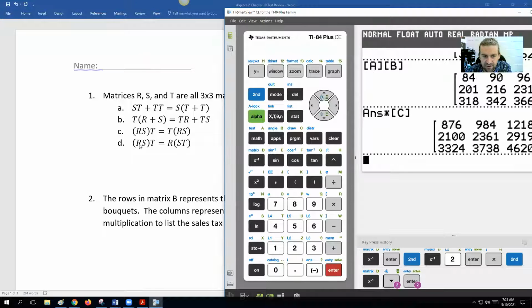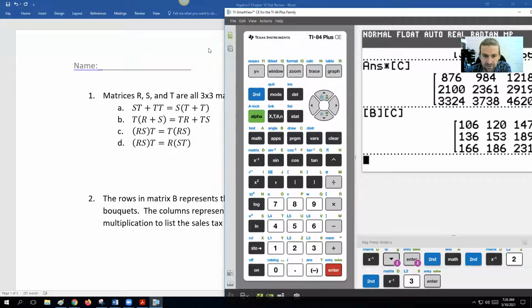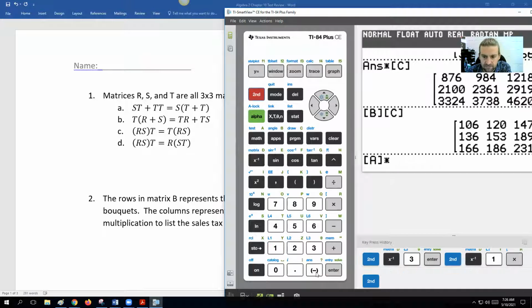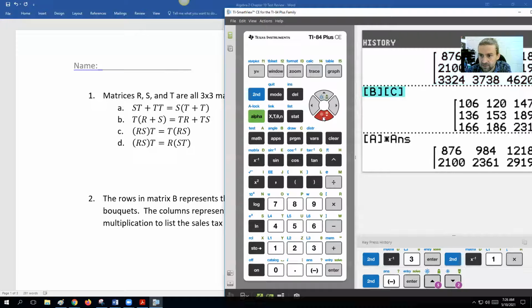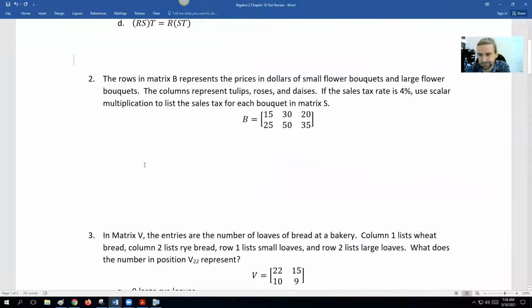All right, so here's our answer for RS times T. We're going to see, is that the same thing as R times ST? So we have to do matrix B times matrix C, and then matrix A times that answer. Let's see if we get the same thing. Actually, it's looking pretty good. Yeah, that's the same thing. So the answer should be B and D on this one, and we can use that to double check. Okay, next, easier stuff.